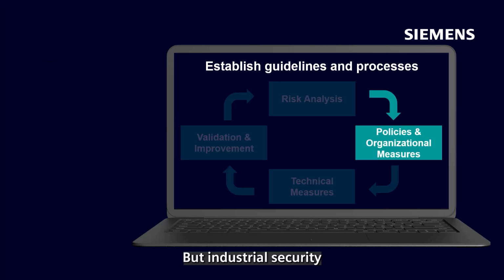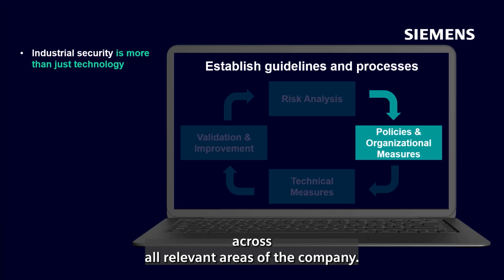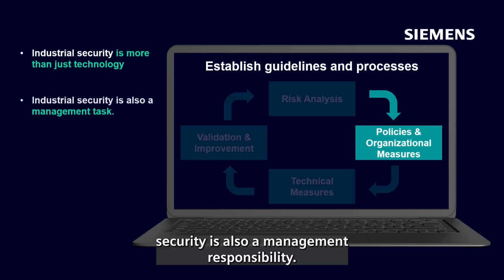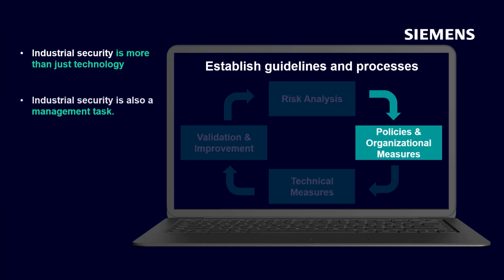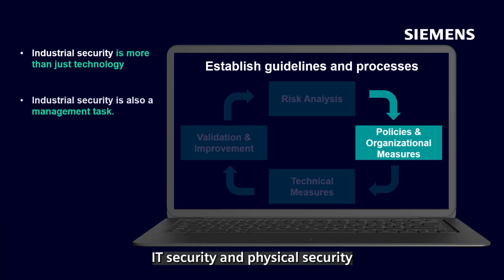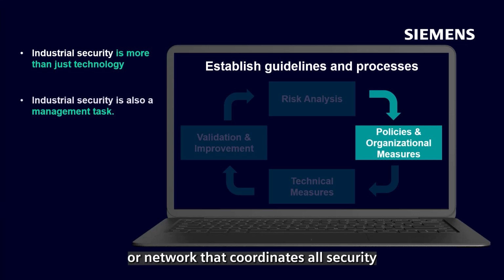But industrial security is more than just technology. It must be embraced as a continuous process across all relevant areas of the company. And industrial security is also a management responsibility. Responsibilities for industrial security, IT security, and physical security must be clearly defined and aligned. It requires a cross-functional organization or network that coordinates all security-related topics.